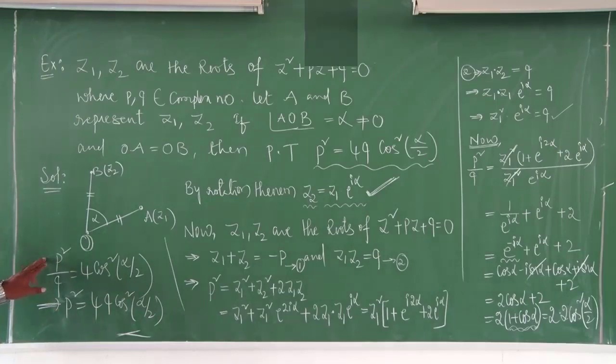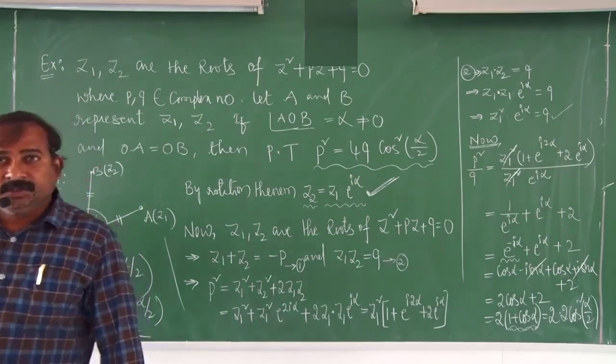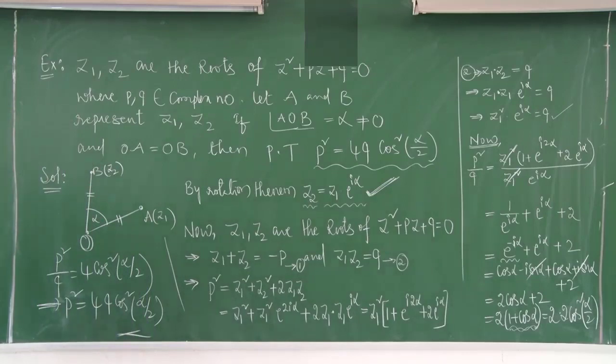My aim is to find the p square value only. Therefore, p square equals 4q cos square alpha by 2. Okay, I hope you can understand. Okay. Next, ma'am.